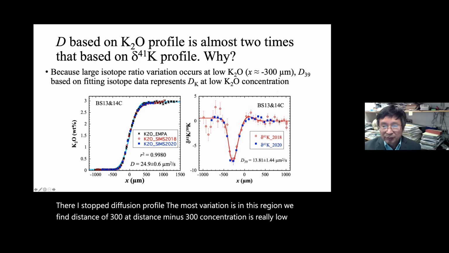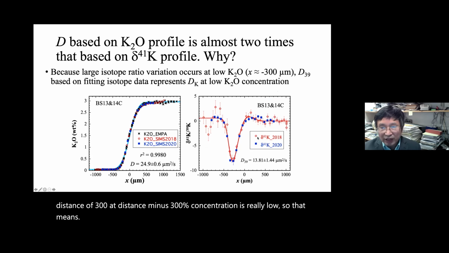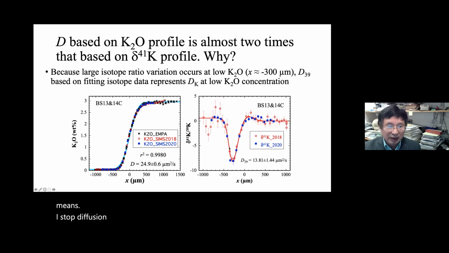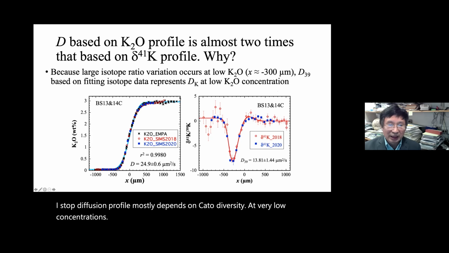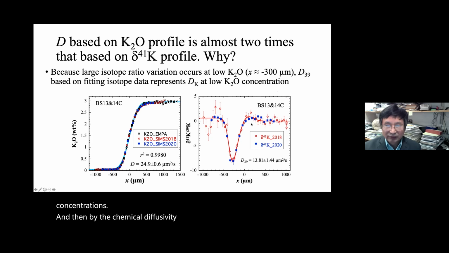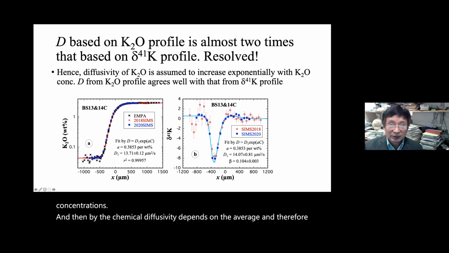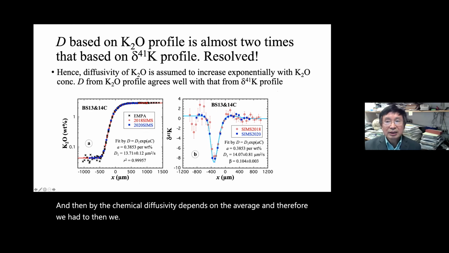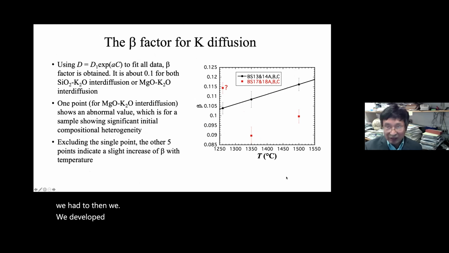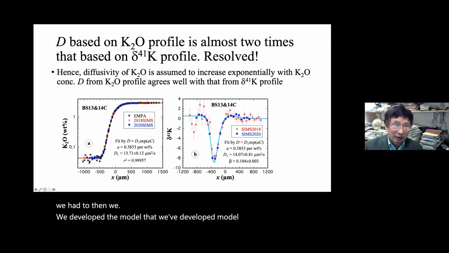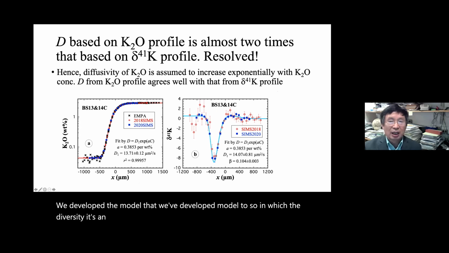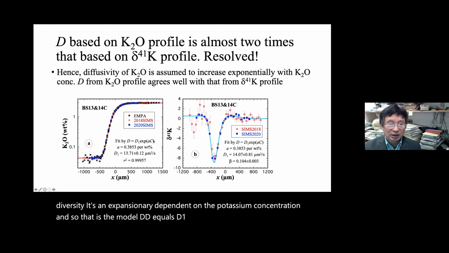So that means the isotope diffusion profile mostly depends on K2O diffusivity at a very low concentration. But the chemical diffusivity depends on the average. And therefore, we developed a model in which the diffusivity is exponentially dependent on the potassium concentration. That is the model: D equals D1 times an exponential function of A times the concentration of potassium.